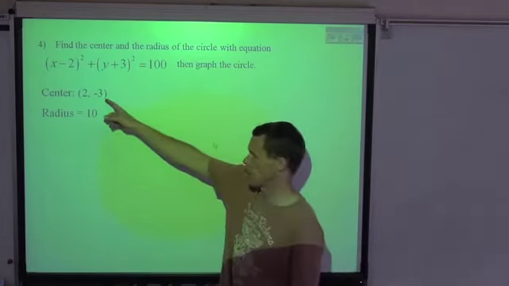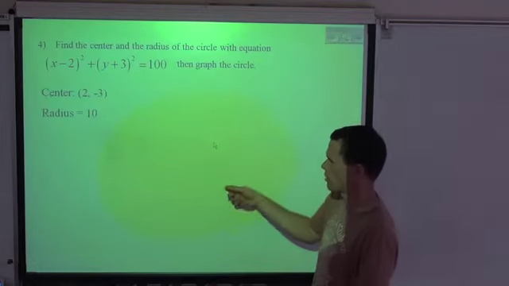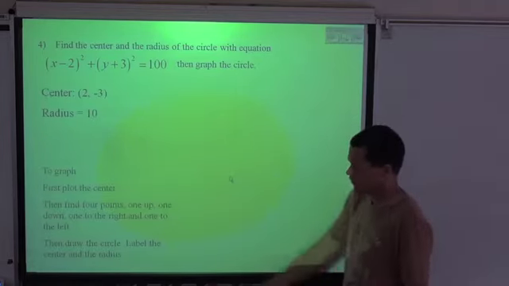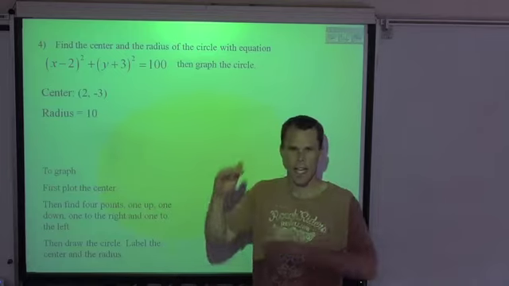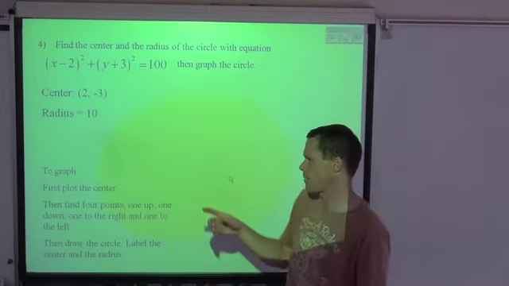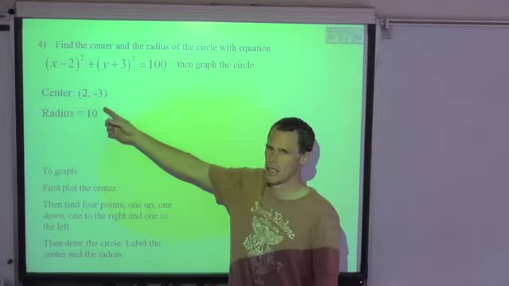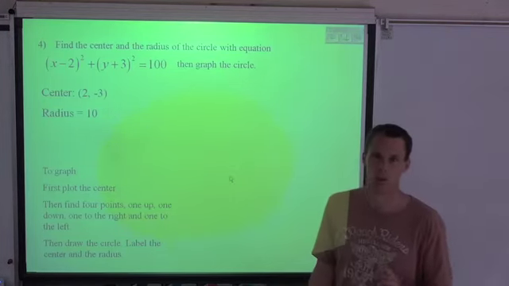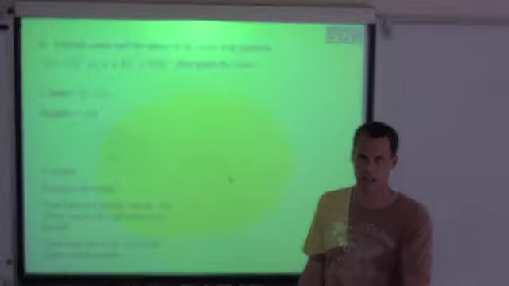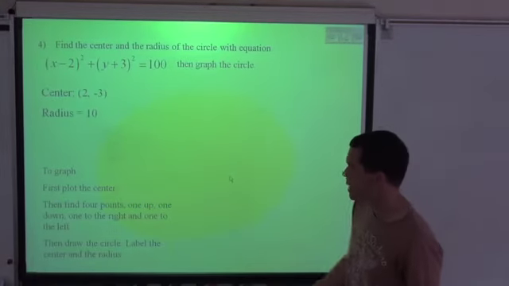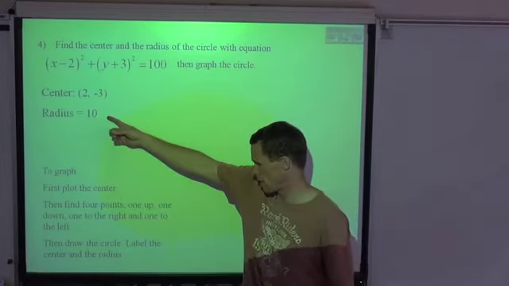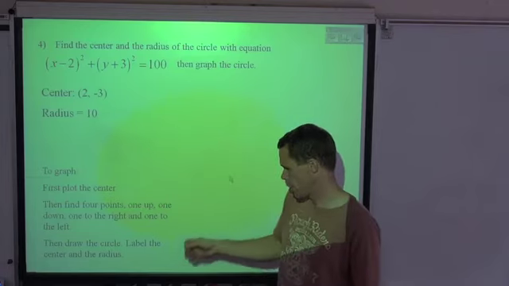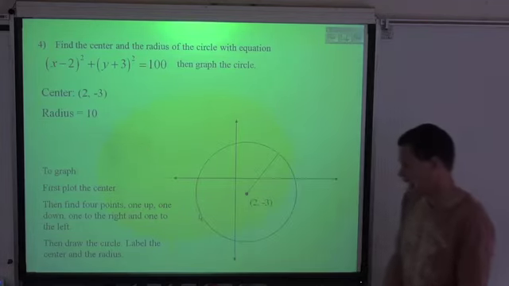Now, we know where the center is. We know what the radius is. We're going to use those two things to graph it. So first, plot the center. So make an xy coordinate chart or get some graph paper. Go put a dot at 2, negative 3. Then find 4 points. One straight up, one straight down, one to the left, and one to the right. Each that is 10 units away. Okay. So it would look something like this.